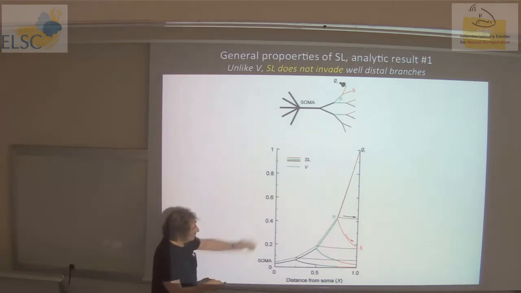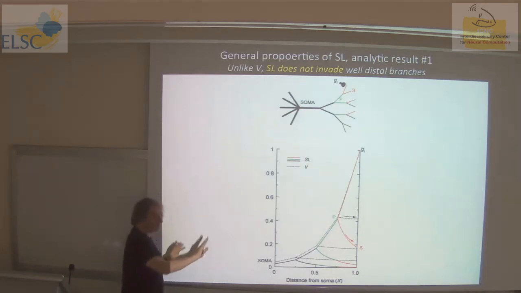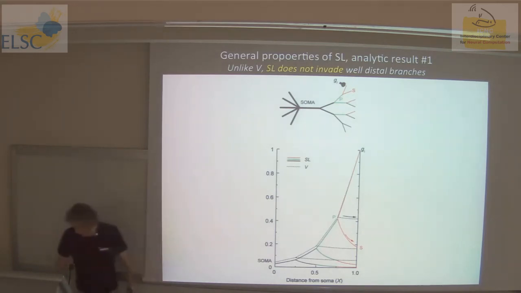Okay, so these are interesting properties, because it says that in terms of conductance, the side branch is decoupled, is isolated, is not affected by the conductance change at the distal branch, unlike voltage.